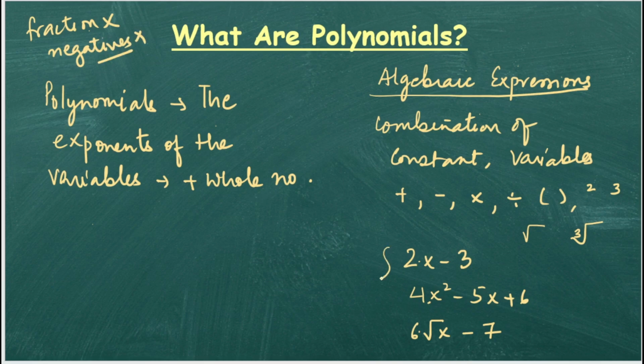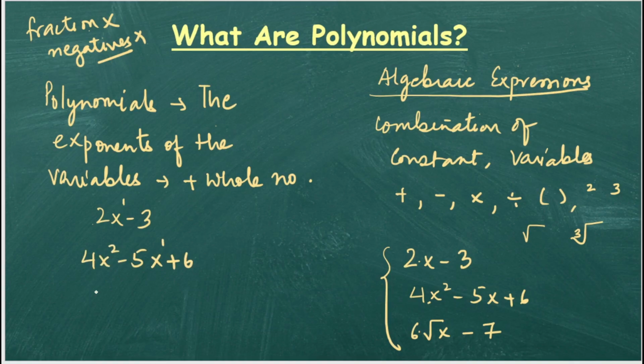For example, take these three examples only. 2x minus 3, it is a polynomial. Absolutely, yes. The exponent of the variable x is a positive whole number, which is 1. Take the second one, 4x square minus 5x plus 6. Here the exponents of x are 2 and over here 1. So this is a polynomial.